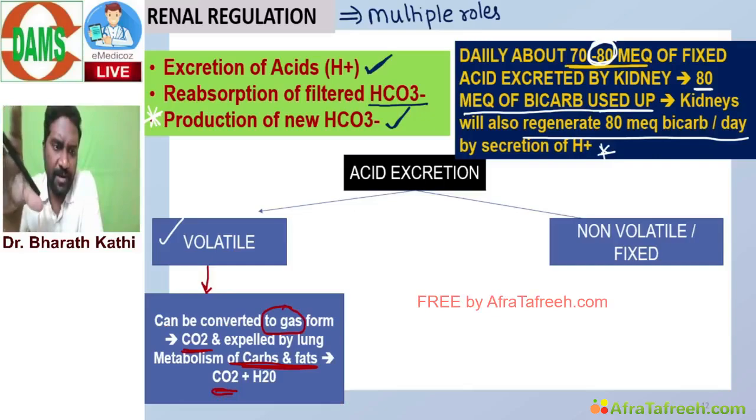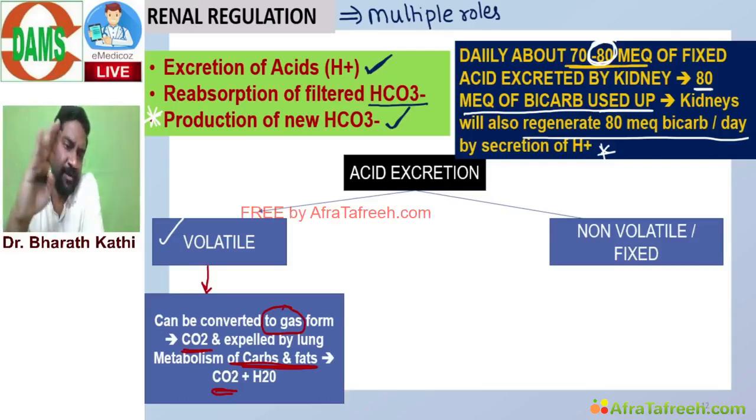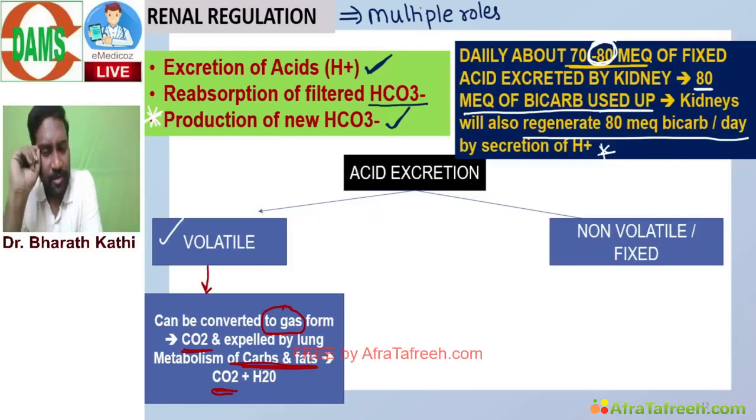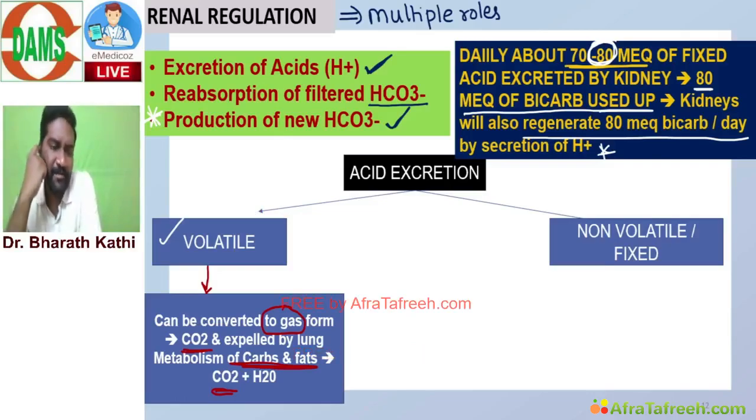But the very important feature of these acids is that they can ultimately be converted to CO2. Let it be metabolism of carbohydrates and fats; in between there will be acids like pyruvic acid. The end result of all these steps will be formation of carbon dioxide and water. This carbon dioxide can be easily removed by your lungs.